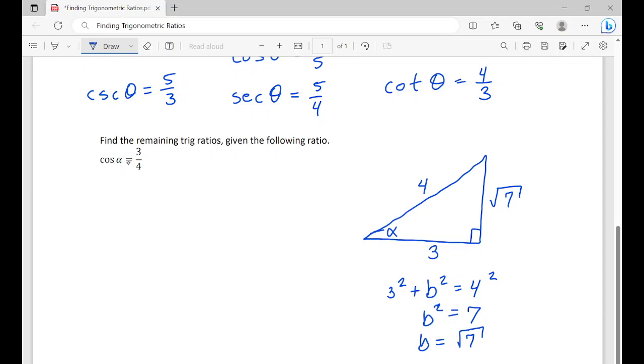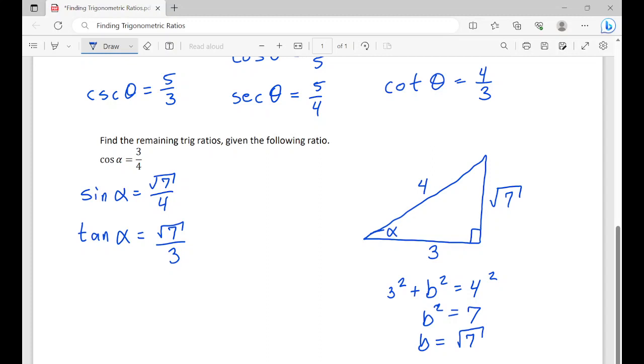So I already know what cosine is. Sine of alpha is opposite over hypotenuse. So square root of 7 over 4. I'm done with that. Then we have tangent alpha. And tangent alpha is just going to be opposite over adjacent. So square root of 7 over 3.